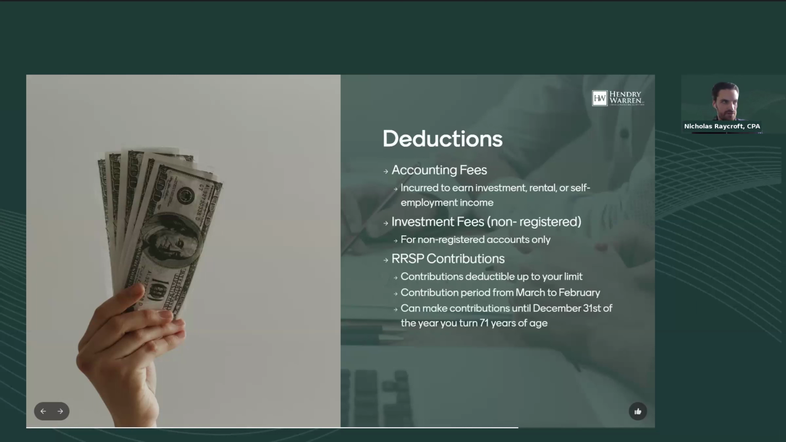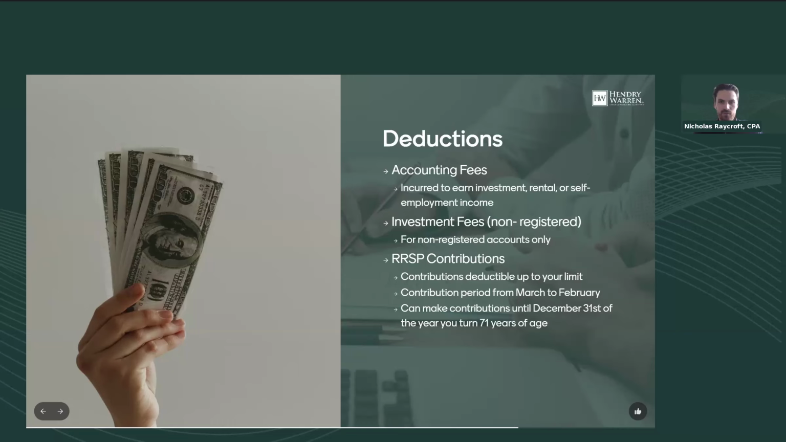Three more that I'll run through are accounting fees. So clients of Henry Warren, we charge for our services, and those accounting fees would be deductible to the extent there's investment income, rental income, self-employment income. Those are deductible on your tax return in the year that they're paid. So 2024 fees that are charged will be deductible on your 2024 tax return. Similarly, for investment fees, fees paid to your investment advisor, portfolio manager to manage your investments, those are deductible. However, if there are fees paid within a TFSA, RSP, RESP, those amounts are not tax deductible.